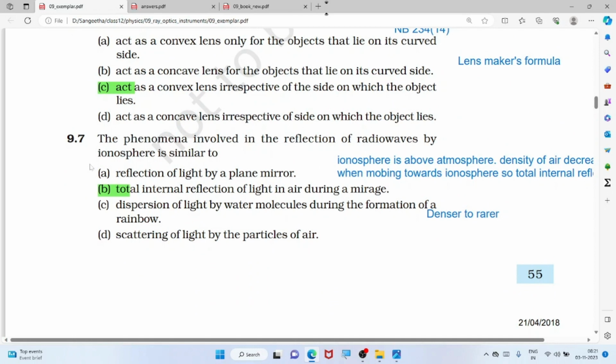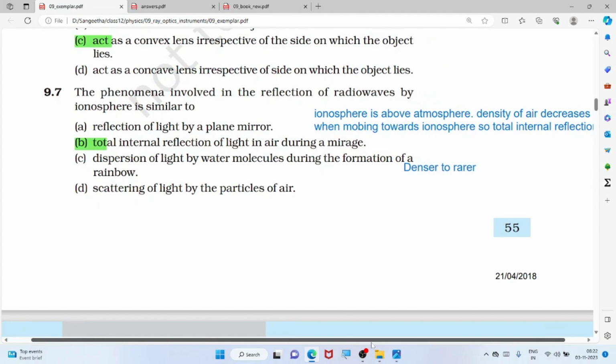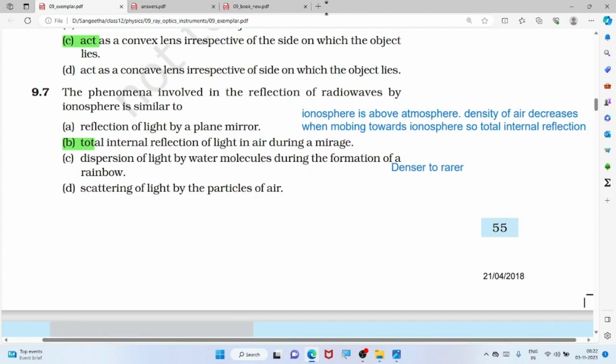The phenomenon involved in the reflection of radio waves by the ionosphere is similar to total internal reflection. The ionosphere is less dense than the atmosphere, and it is above the atmosphere. The density of air decreases as we move towards the ionosphere, so we are moving from a denser to a rarer medium. Total internal reflection of the waves takes place.